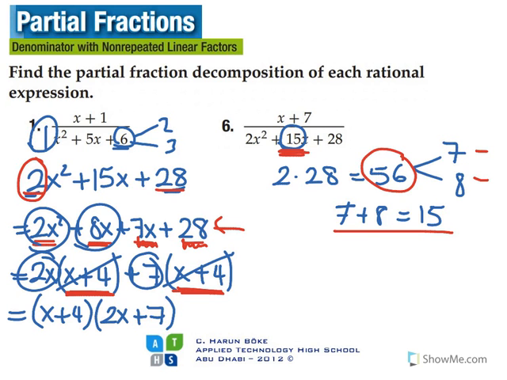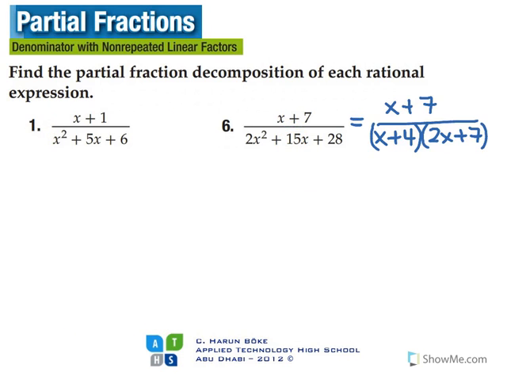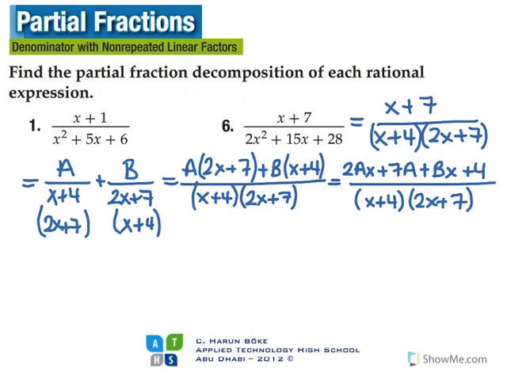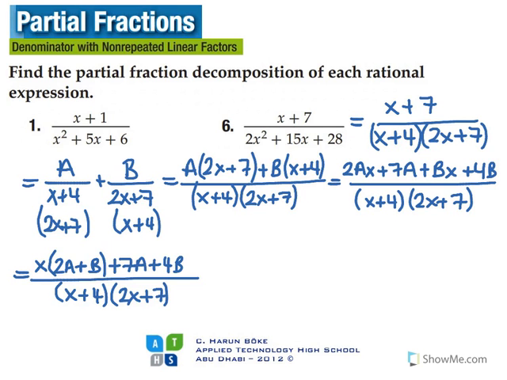Now let's go back to partial fraction decomposition. This will be equal to a over x plus 4 plus b over 2x plus 7. So you have to equate the denominators. You will multiply this by 2x plus 7, and this by x plus 4. Then you group and take common parentheses, and we will conclude that 2a plus b is 1, and 7a plus 4b is 7.